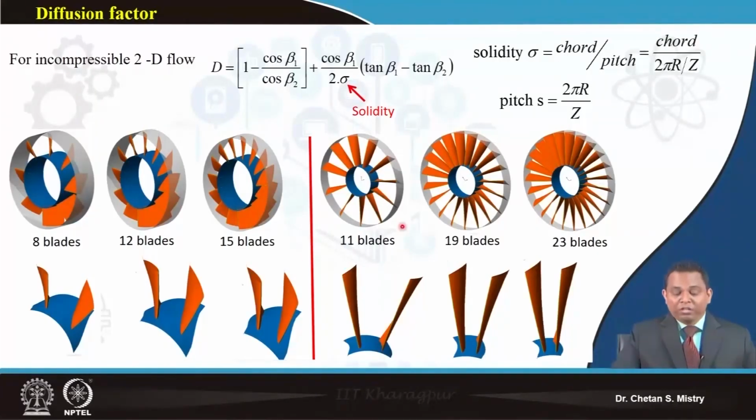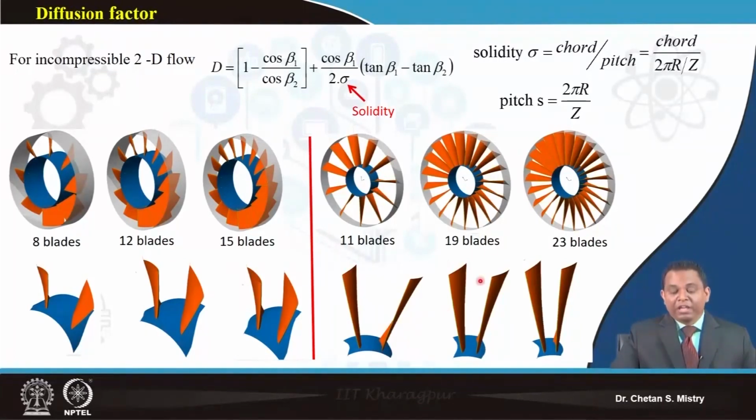Okay. Now, just look at what is happening with my high aspect ratio blades. When I say high aspect ratio blade, my span, or the height of the blade, is large and my chord is smaller. So, in this case, the diffusing passage available is of smaller length, and it is more challenging in that sense.